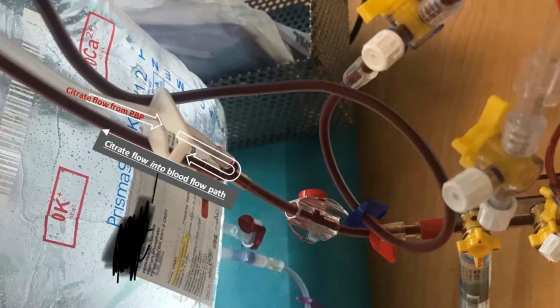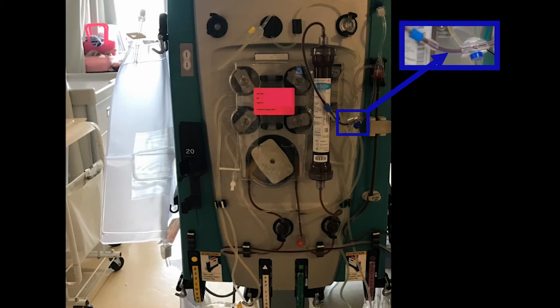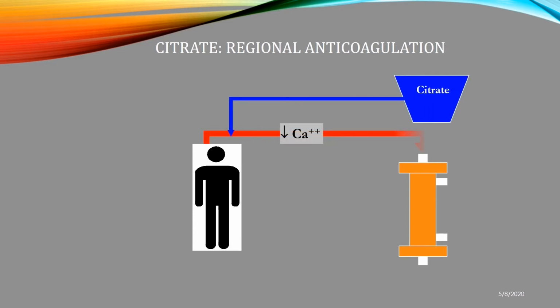Citrate is infused into the blood flow path through the access line from the PBP, or the pre-blood pump. Circuit ionized calcium is drawn post-filter with a target ionized calcium of 0.25 to 0.4. As citrate is infused into the blood flow path, it drops the ionized calcium. This calcium-poor blood flows through the circuit and is pushed back to the patient according to the blood flow rate.